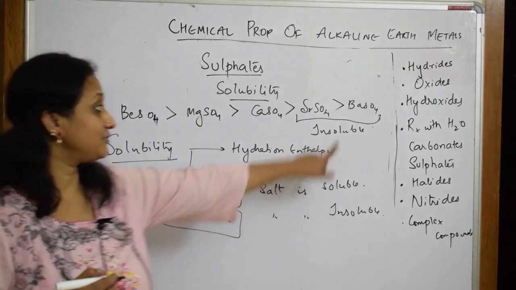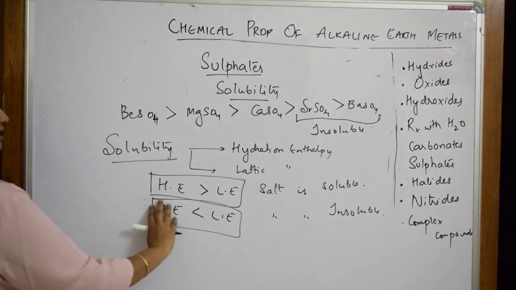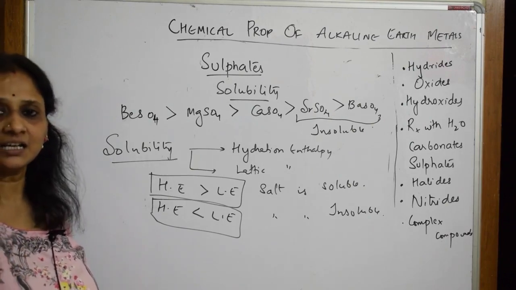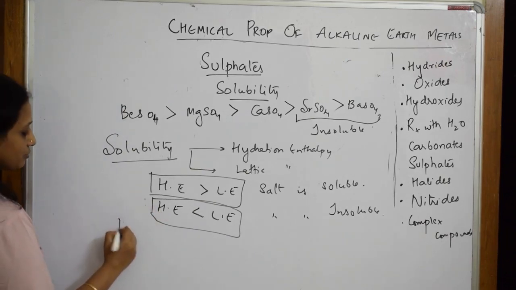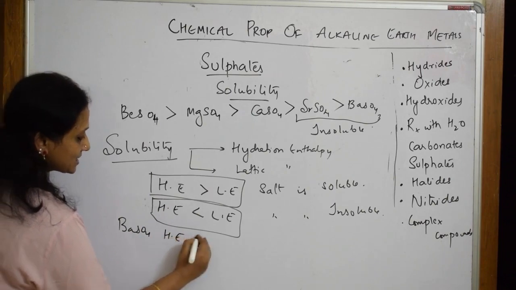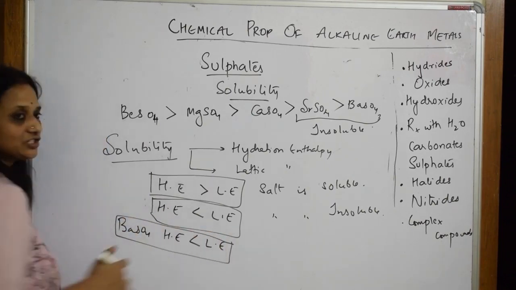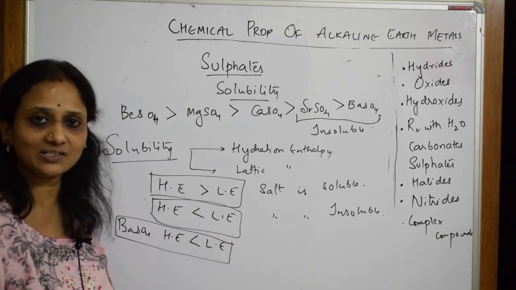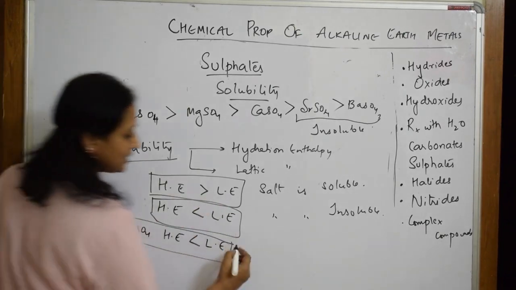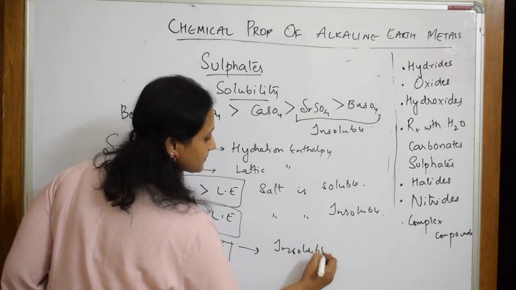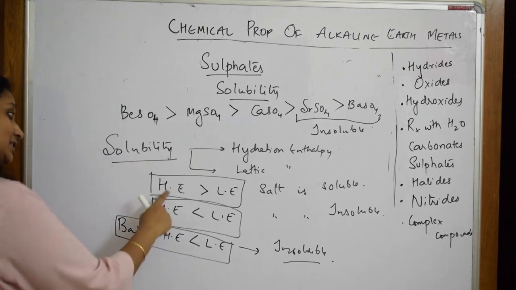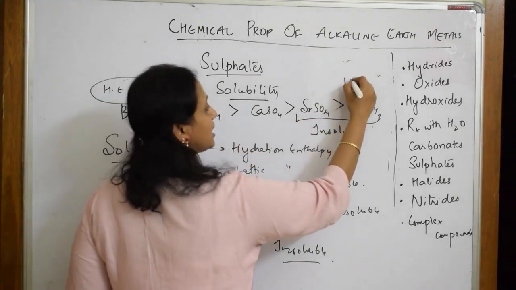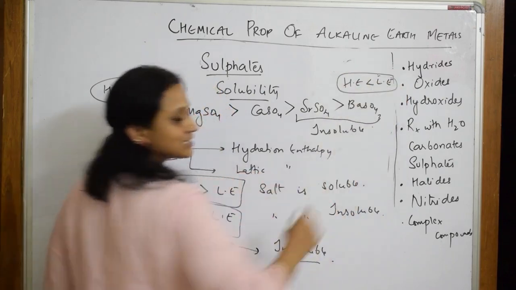Now let us come back to this case. In case of barium sulfate, the hydration enthalpy is lesser than lattice enthalpy. Once again, in case of BaSO4, hydration enthalpy is less than lattice enthalpy. Lattice enthalpy is the amount of energy associated when one mole of an ionic solid is formed from its gaseous ions. So hydration enthalpy is less than lattice enthalpy, hence barium sulfate is insoluble in water. For beryllium sulfate, it is the other way around: hydration enthalpy is greater than lattice enthalpy. In case of barium sulfate, hydration enthalpy is less than lattice enthalpy. That's it.